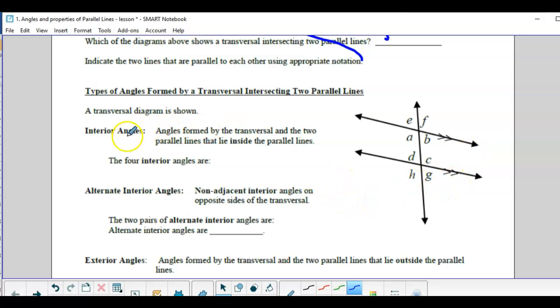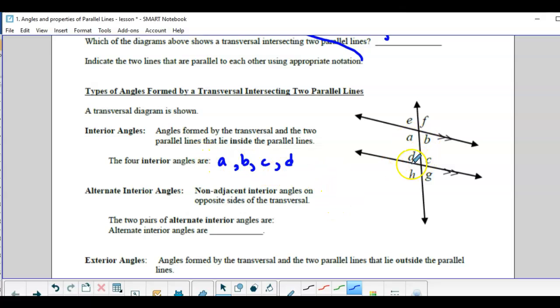Things to remember: interior angles. Those are angles formed by the transversal and the two parallel lines that lie inside. So the four interior angles are A, B, C, and D. Think of interior paint. When you go to paint your bedroom, if you buy paint, it's interior. Exterior paint is for the outside of your house. That's what I always think of. So inside the two parallel lines, that would be A, B, C, and D. I'm not going to use the angle symbol. We're going to say angles A, B, C, and D.